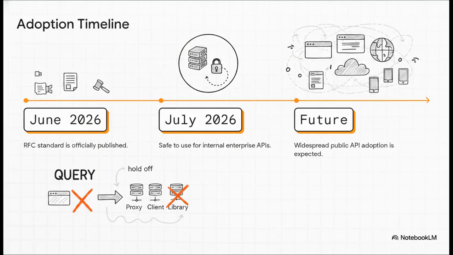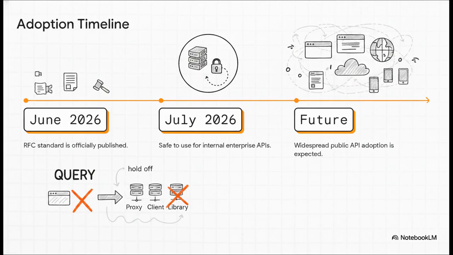Finally, Section 6, Adoption and the Future. So here's the reality check on the current landscape as of July 2026. The official specification, RFC 1084, was just published last month in June. The ecosystem is still very much emerging. Right now, if you're working on internal enterprise APIs where you control both the client and the server, and your tech stack supports manual implementation, you can safely start using Query today. However, for public-facing APIs, you really need to hold off.